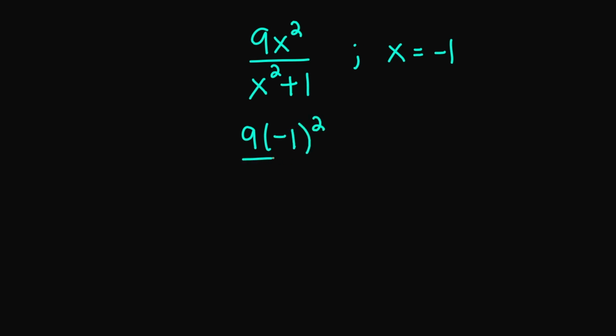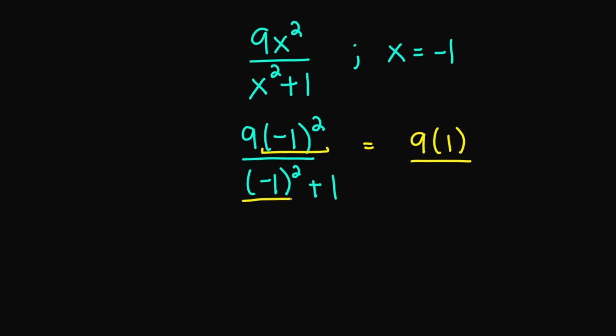So let's say we had the expression 9x squared over x squared plus 1. And we said x equals negative 1. So wherever there's an x, I'm going to replace that with a negative 1. So we have 9 times negative 1 squared over negative 1 squared plus 1. And notice here we have negative 1 squared, that's going to equal 1. So my numerator, we have 9 times 1. And then my denominator, negative 1 squared is going to equal 1 plus 1.